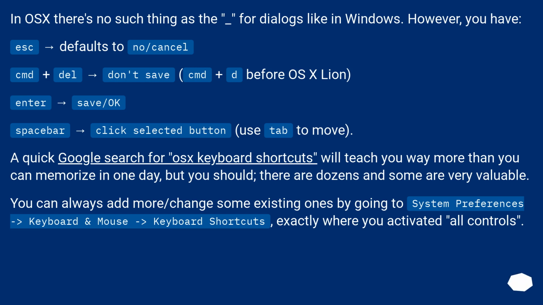A quick Google search for OS keyboard shortcuts will teach you way more than you can memorize in one day, but you should. There are dozens and some are very valuable. You can always add more or change some existing ones by going to System Preferences, Keyboard and Mouse, Keyboard Shortcuts, exactly where you activated all controls. But as far as I know, there's no underscore thing in OS.